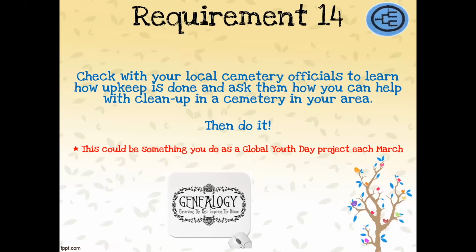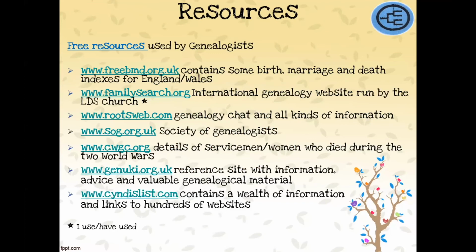And our last requirement says, check with your local cemetery officials to learn how the upkeep is done, and ask them how you can help with cleanup in a cemetery in your area, and then do it. And maybe this is something that you could do for a Global Youth Day project. Global Youth Day runs every year in March. Maybe you could get together with your Pathfinder team and say, maybe we can go visit a local cemetery, make arrangements and help to tidy up or help to clear up, and make this part of your project.